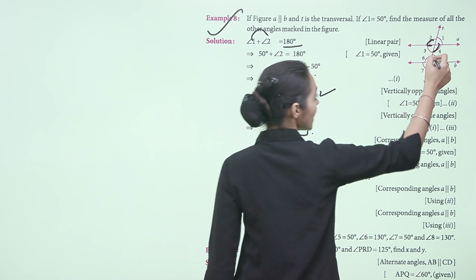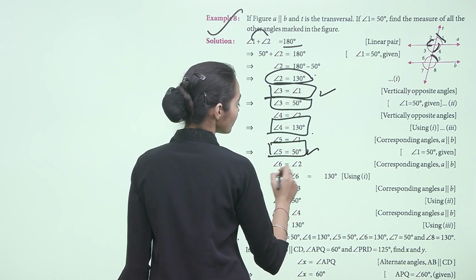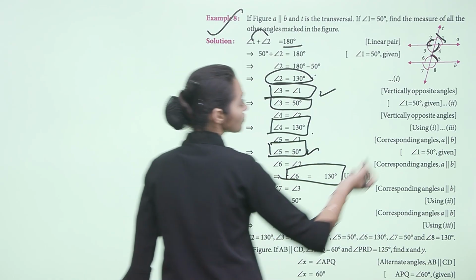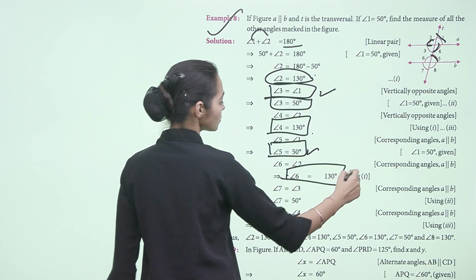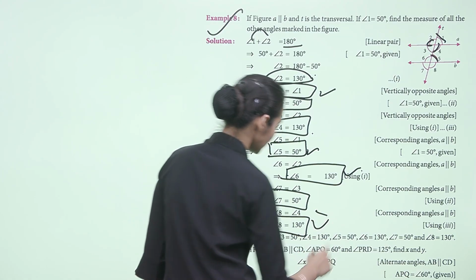And we know that angle 5 is equals to angle 1. Why? Because corresponding angles. So this is also 50. And we know that angle 6 is equals to angle 2, corresponding pairs. So this is also 130 degree. And angle 7 is 50 and angle 8 is 130 degree.